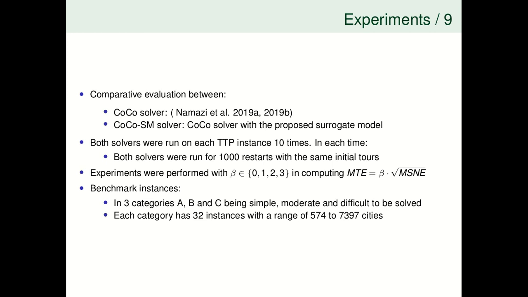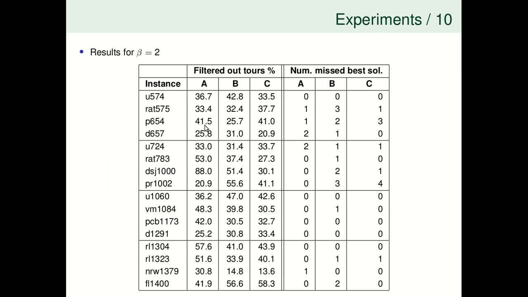Benchmark instances were put in 3 categories, A, B, and C, being simple, moderate, and difficult to solve. Each category has 32 instances with a range of about 600 to a bit more than 7,000 cities. This table shows results for the case with beta equal to 2. The first column shows names of the instances, the next 3 columns show average percentage of the filtered out tours for each instance in each category, and the last 3 columns show the number of missed best solutions for each instance in each category out of 10.